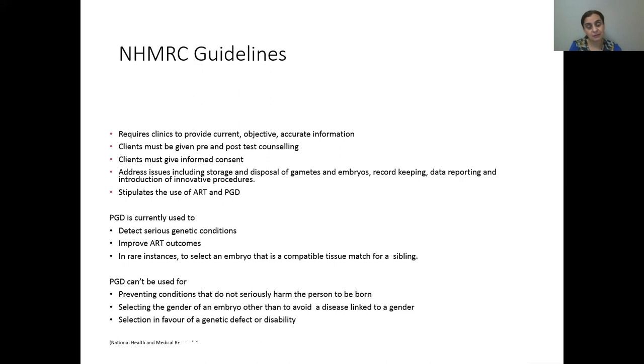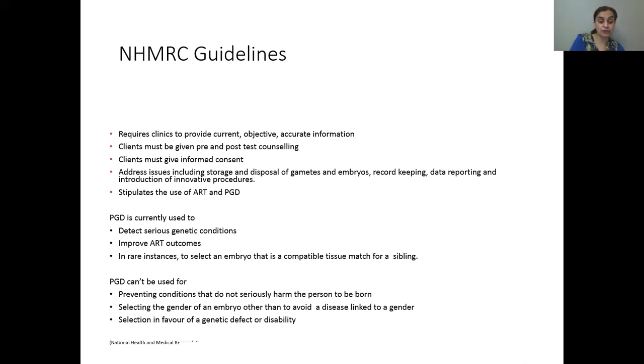Now, in Australia, PGD, like I said, can be used to detect serious genetic conditions, and in some strict instances to find a compatible tissue match for a sibling. It can't be used to prevent conditions that do not seriously harm the person to be born. It can't be used to select the gender of an embryo other than to avoid a disease linked to a gender. So you can pick the gender so long as the reason for picking it is to eradicate or prevent a disease, but not for the idea of family balancing, not because you want a girl or you want a boy.